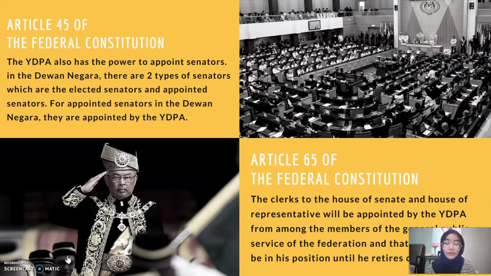So the YDPA shall have the power to appoint the appointed senators in the Dewan Negara. Apart from that, we also have Article 65 of the Federal Constitution, where each of the houses will have one clerk, and that clerk will be appointed by the YDPA and chosen among the members of the General Public Service of the Federation, and that person shall remain in his position until either he retires or he resigns.